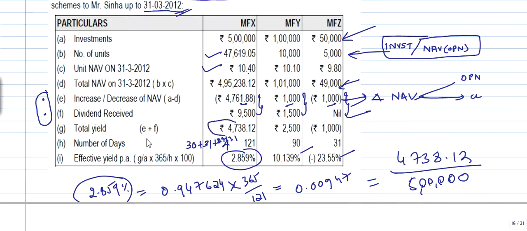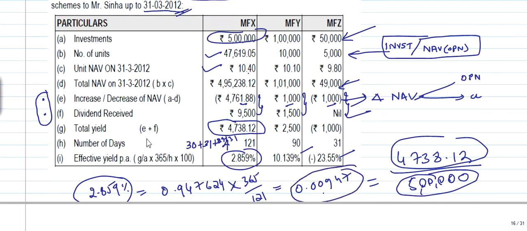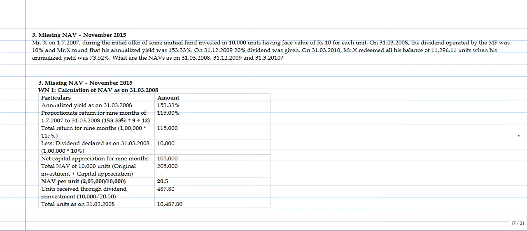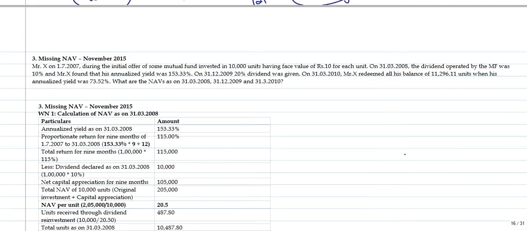So whatever the income, divided by the investment, you will get the figure. This is only for the 121 days, so you have to convert to 365 in order to get the effective yield per annum. So this is another easy sum. We will move on to the next question.